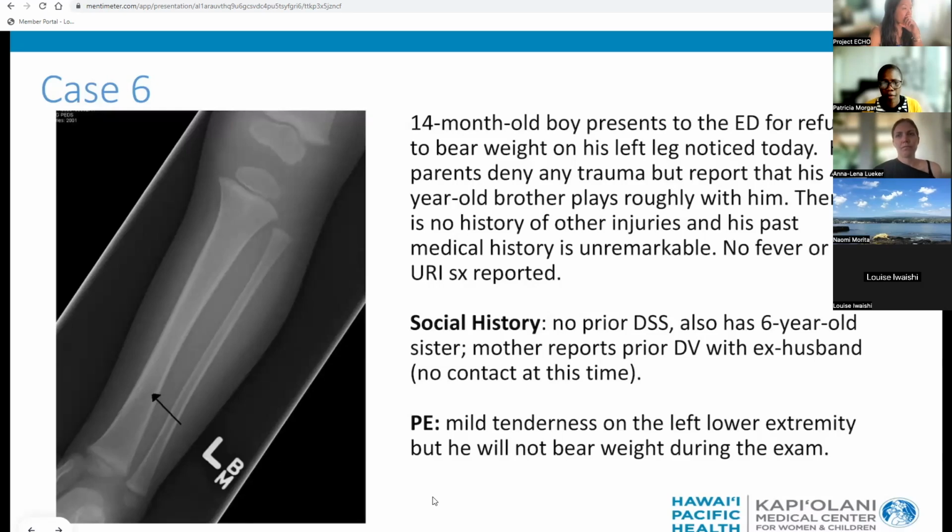On exam, there's mild tenderness on the left lower extremity. He will not bear weight. And this is his X-ray finding. And there is a positive arrow sign. So that is the area of concern.